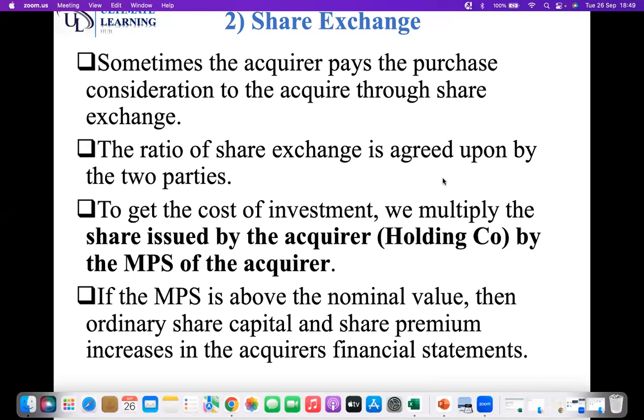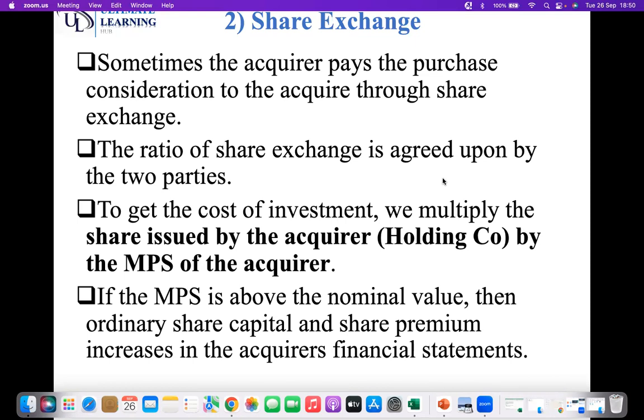Number two, now we are on share exchange. You may be buying a subsidiary, and instead of paying them cash, you give them shares in your company. So the parent is buying the subsidiary, but instead of paying cash, the parent decides to give shares in their company. So there is a share exchange in the acquisition of the subsidiary.